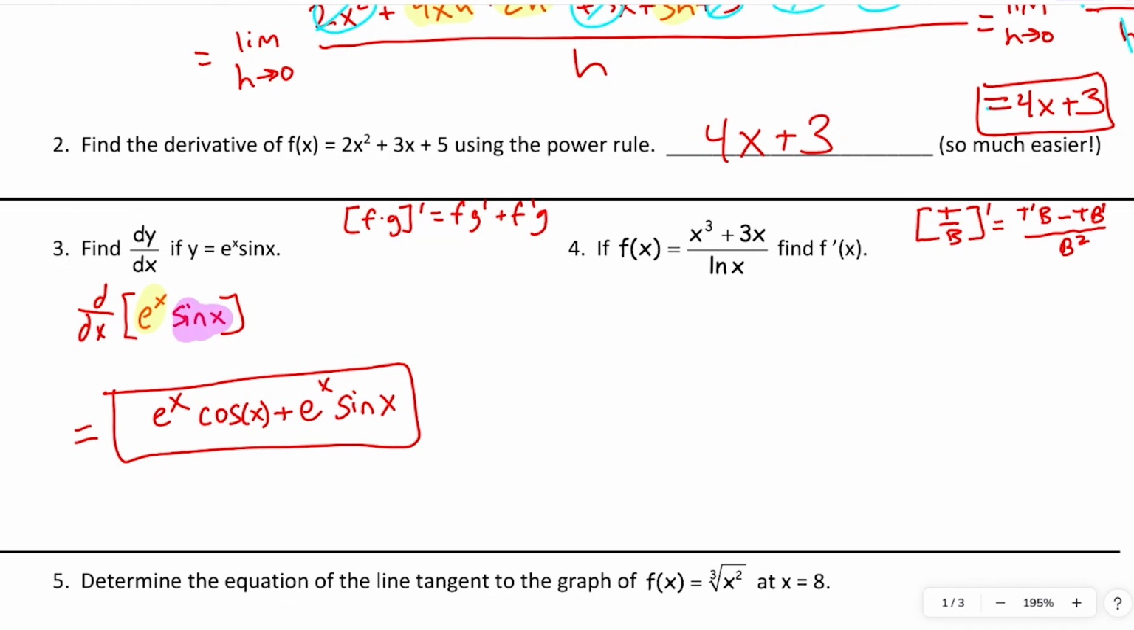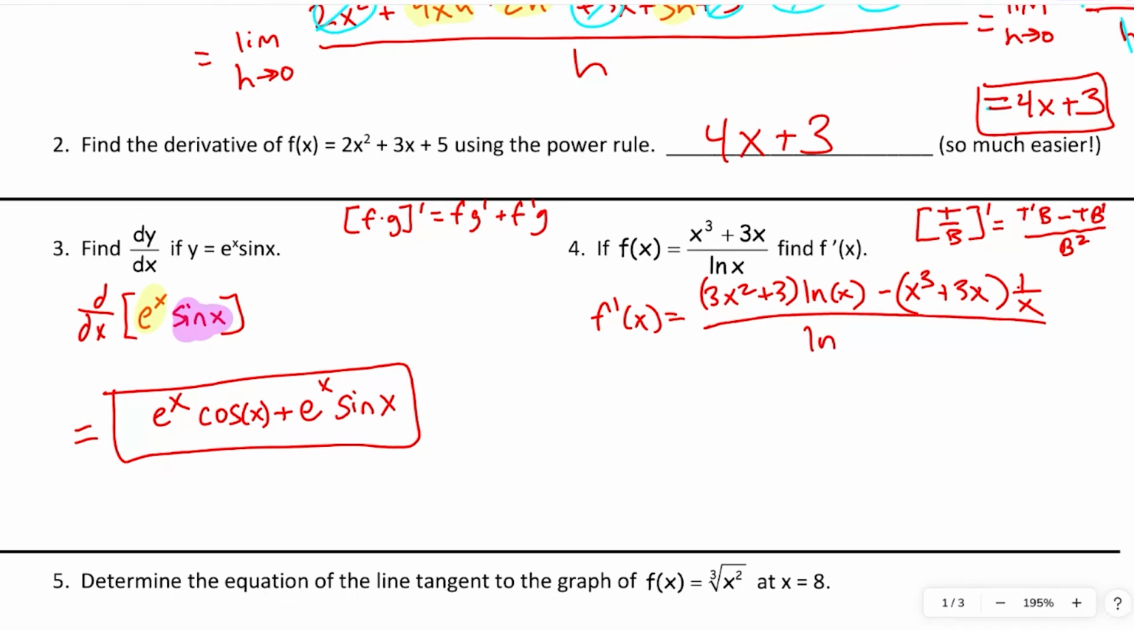So here, the top function is x cubed plus 3x. So f prime x here is going to be the derivative of the top, which is 3x squared plus 3, times the bottom, natural log x, minus the top, x cubed plus 3x, times the derivative of the bottom, which is 1 over x, all over natural log of x squared.